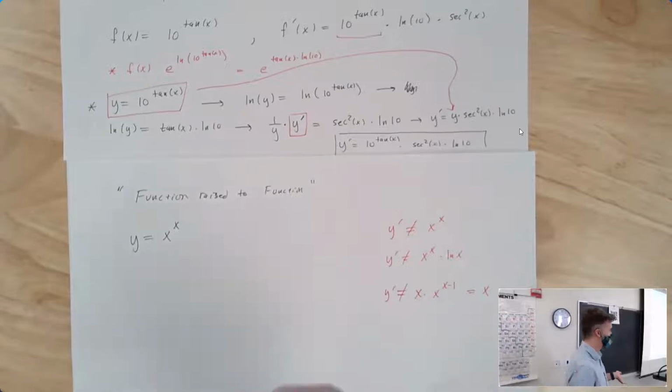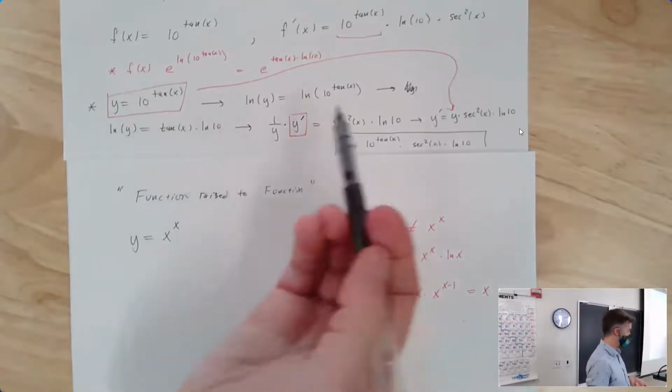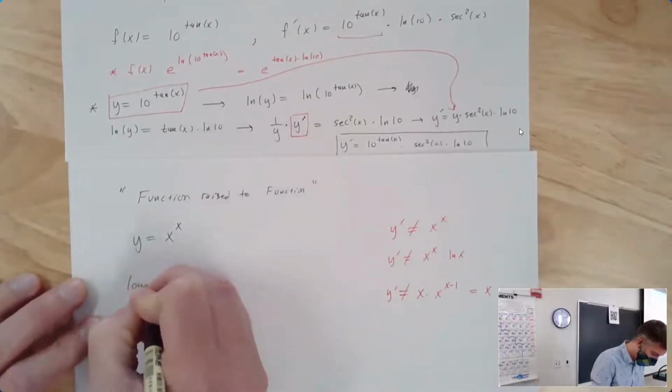The way we're going to find the derivative of this is the same way we found the derivative of the last one we did, the second way. We're going to use this process. And this process is called logarithmic differentiation.